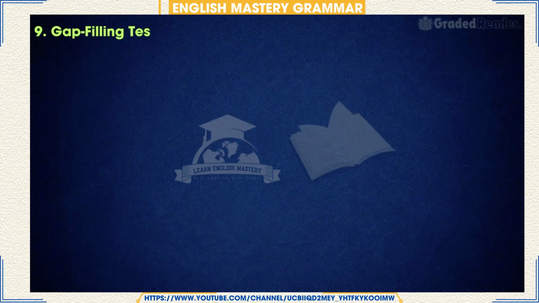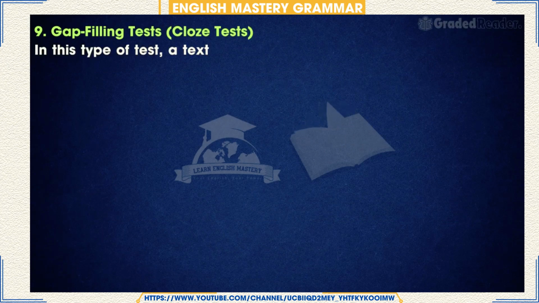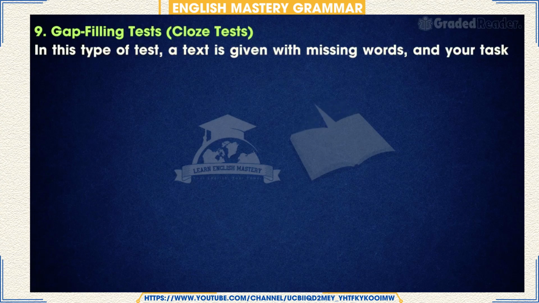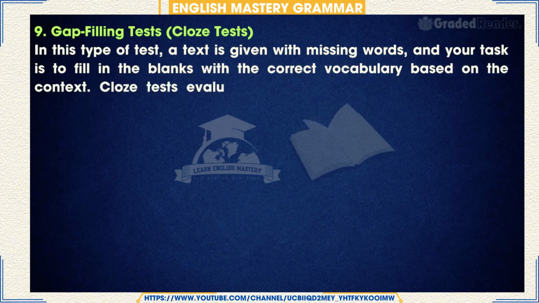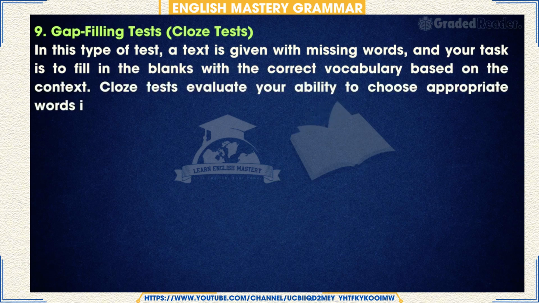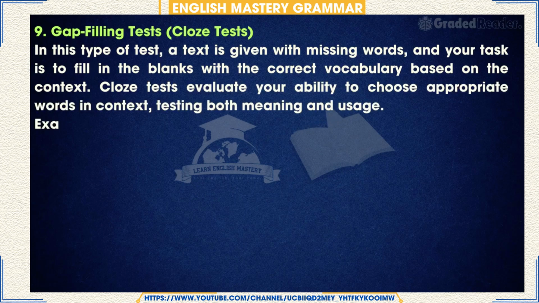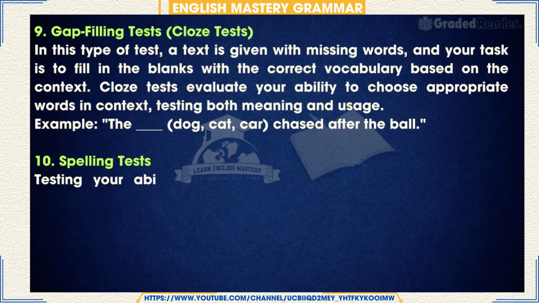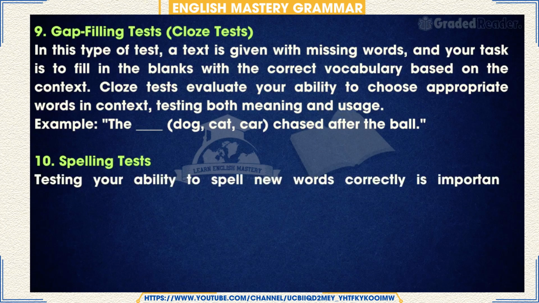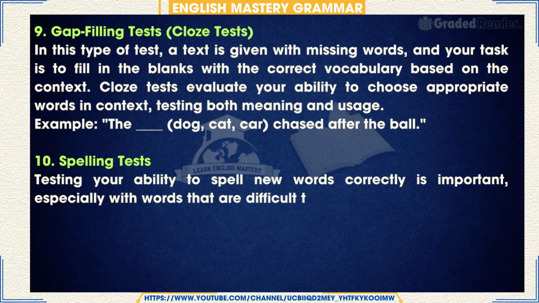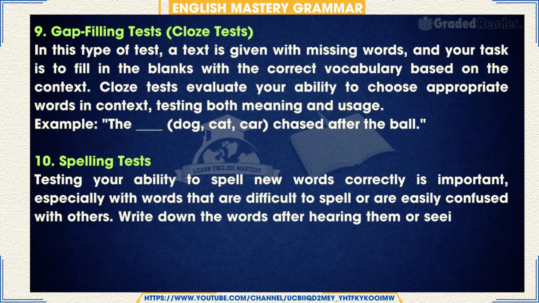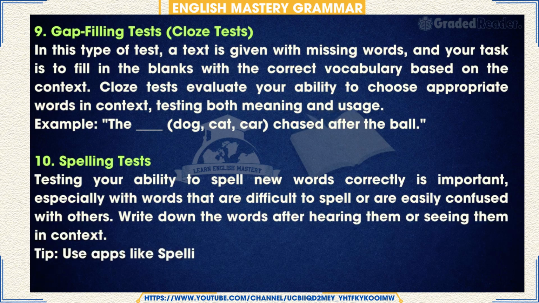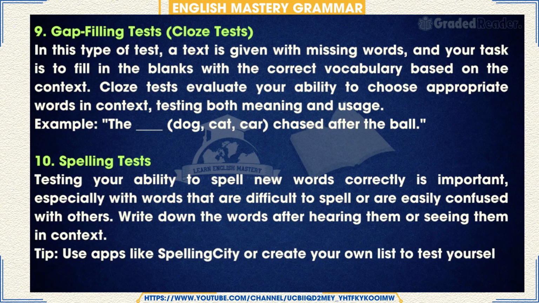9. Gap-filling tests. Closed tests. In this type of test, a text is given with missing words, and your task is to fill in the blanks with the correct vocabulary based on the context. Closed tests evaluate your ability to choose appropriate words in context, testing both meaning and usage. Example: the dash, dog, cat, car, chased after the ball.